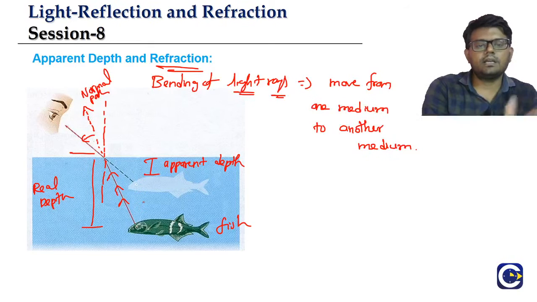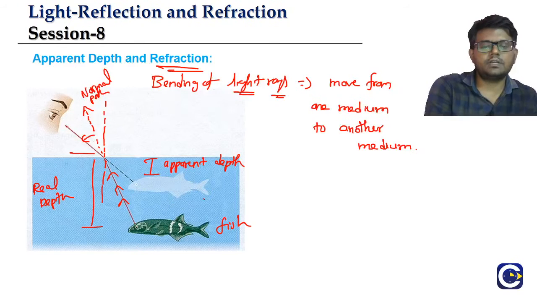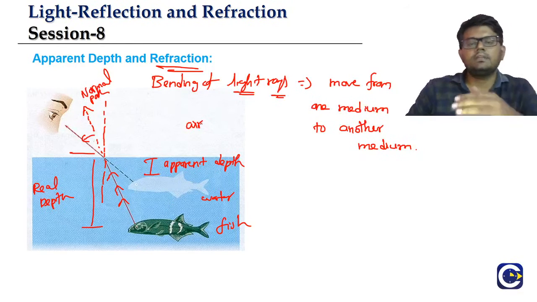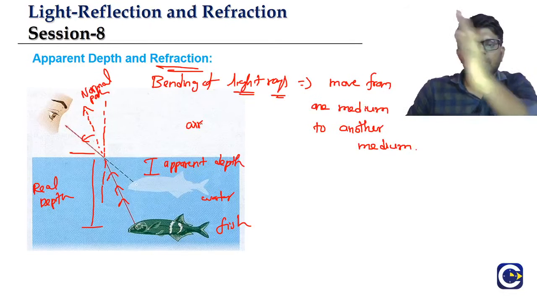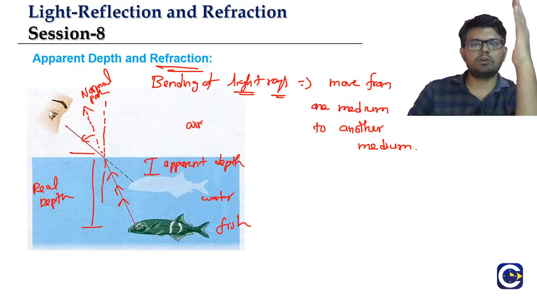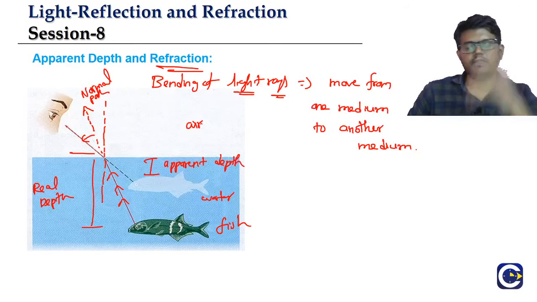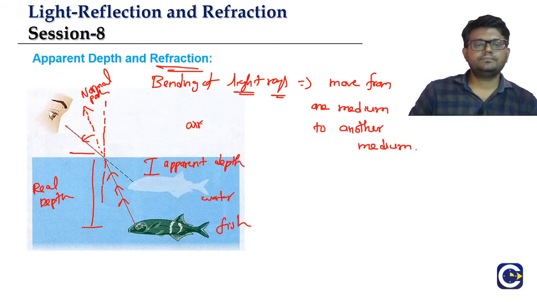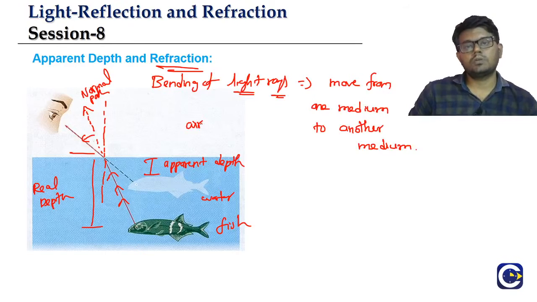When the light rays are coming from water to air, inside is water and outside is air, when the light rays enter from water to air, they bend away from the normal. The normal means the normal that you draw to the boundary between the water and the air. This is one way of bending. Then there is one more way: light rays can sometimes bend towards the normal also.